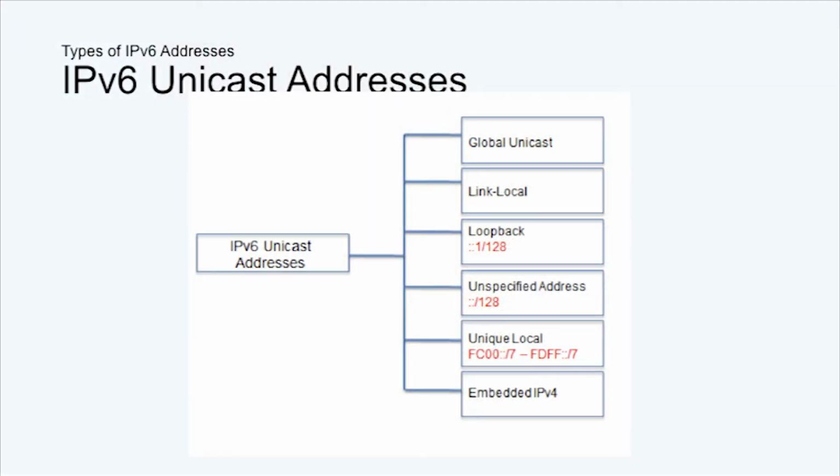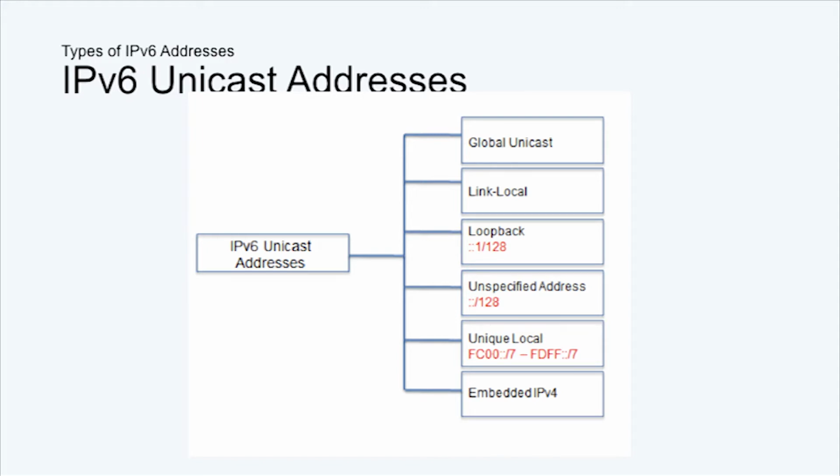So in our last lecture, we talked about the different types of IPv6 addresses. Now let's talk about the different varieties of IPv6 addresses. Unlike IPv4, where we have one IPv4 address per interface, in the IPv6 world, you can have up to 3 and even 4 IPv6 addresses per interface.